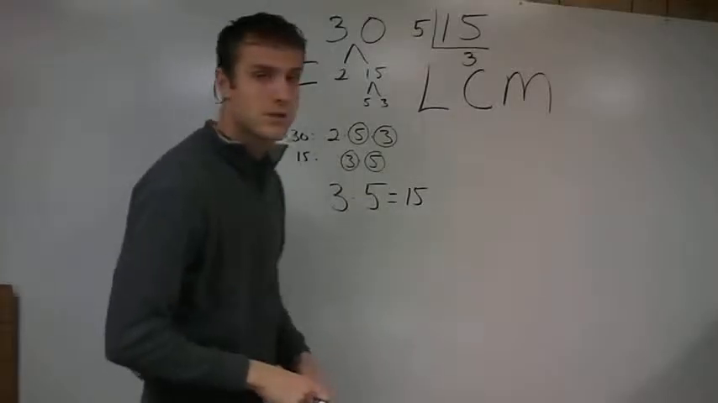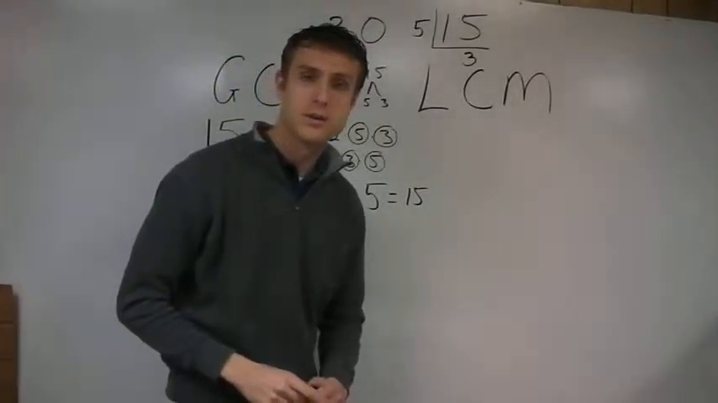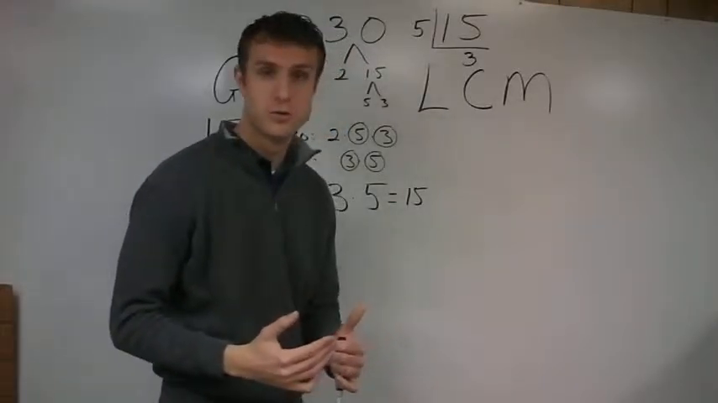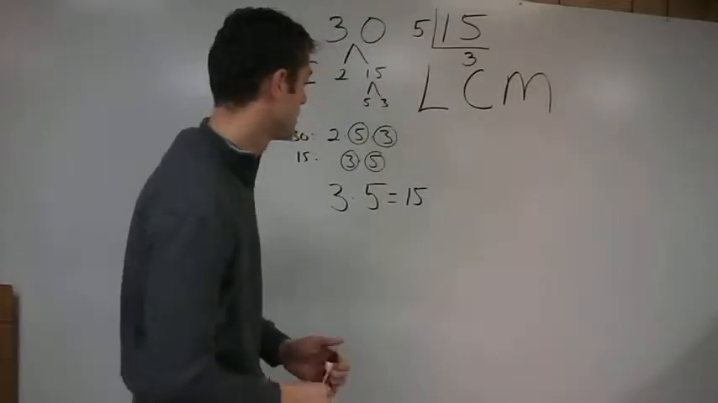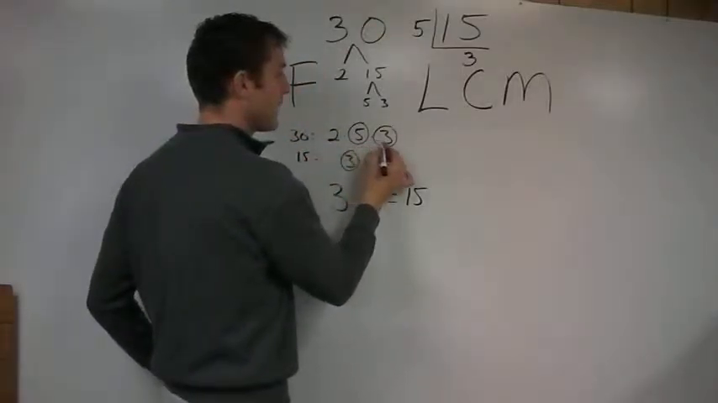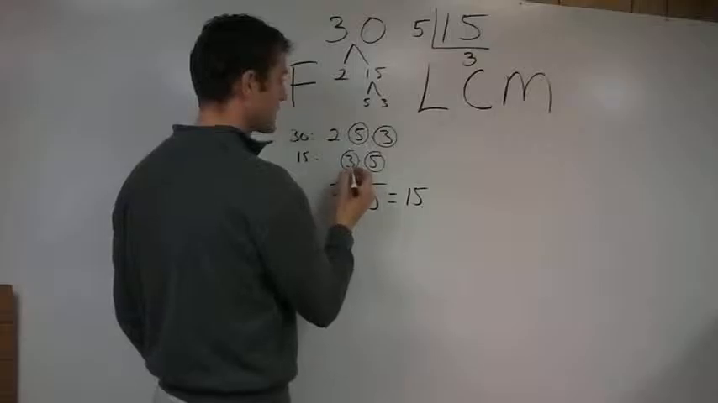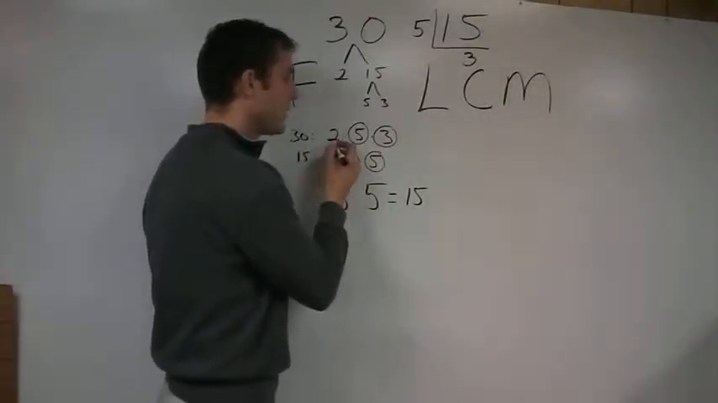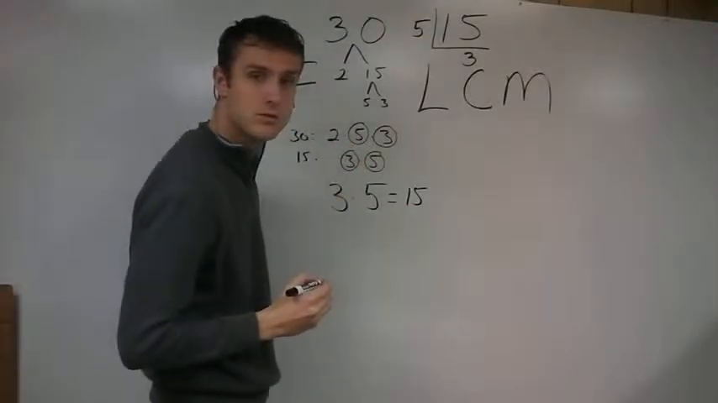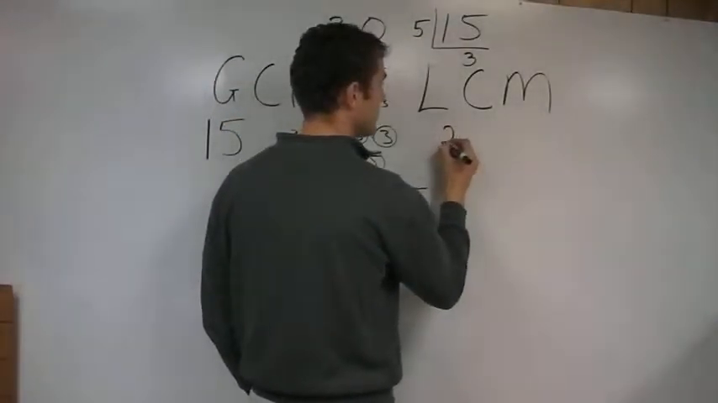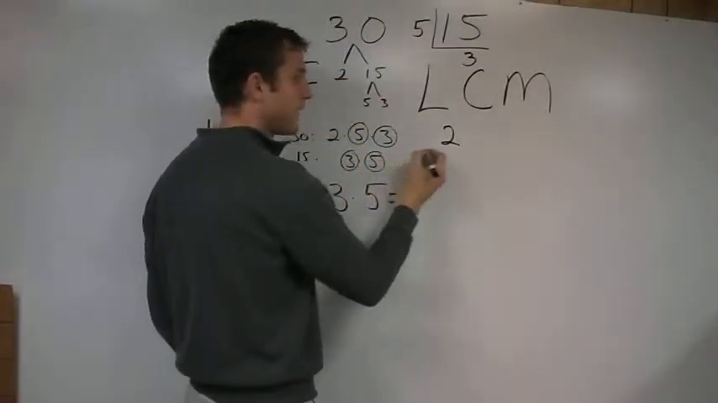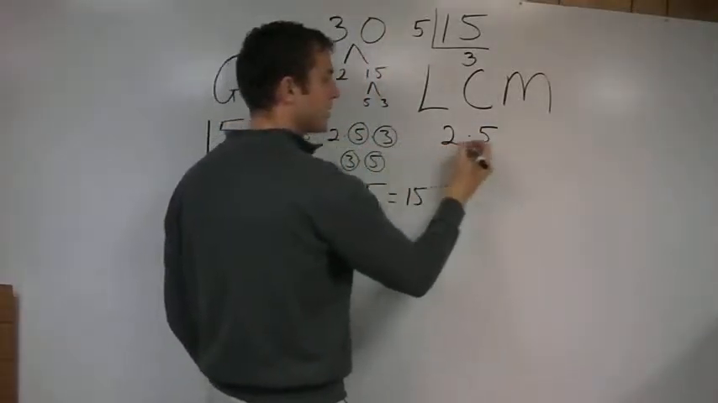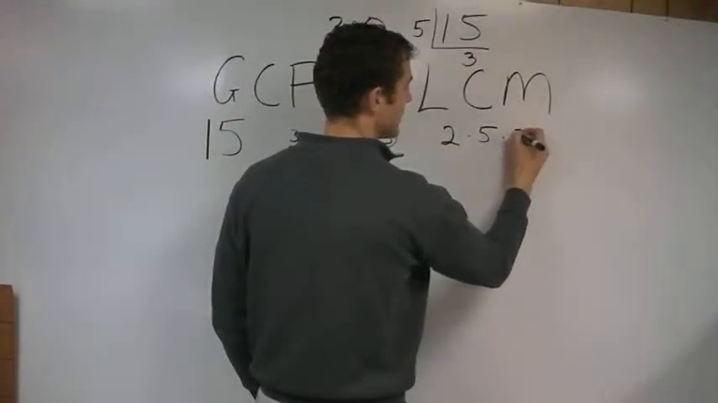How about the least common multiple? Well, for the least common multiple, instead of finding the ones they have in common, I'm going to find which one has the most of each factor. Notice that 30 has one 2, one 5, and one 3. 15 has one 3 and one 5. 30 is the only one that has a 2, so it has the most 2's. So over here I'm going to place one 2. They both have one 5, so neither one has more, so I'm just going to place one 5. They both have one 3, so neither one has more, so I'm going to place one 3.